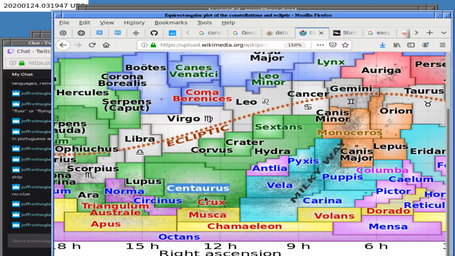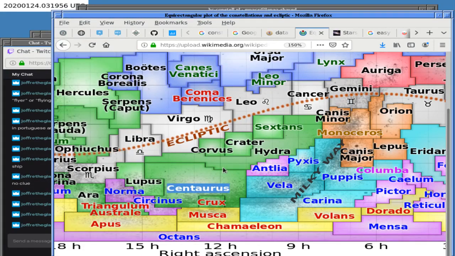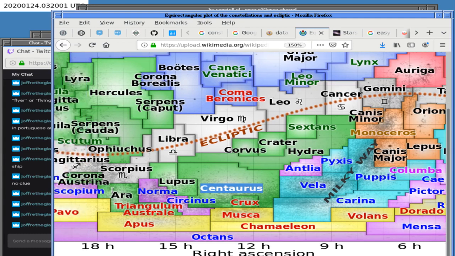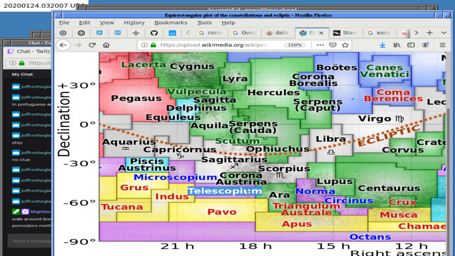Crux actually does look like a cross. Some people call it the Southern Cross, but it's actually the only cross that's a constellation. Fishy, very fishy. Ara is the altar. Telescopium was just named to honor the invention of the telescope, which I guess could be sort of nice, except that it looks nothing like a telescope. And Microscopium for the microscope and all that.